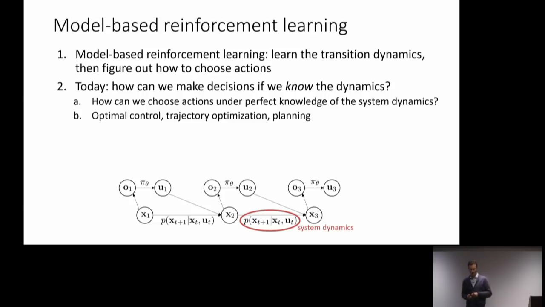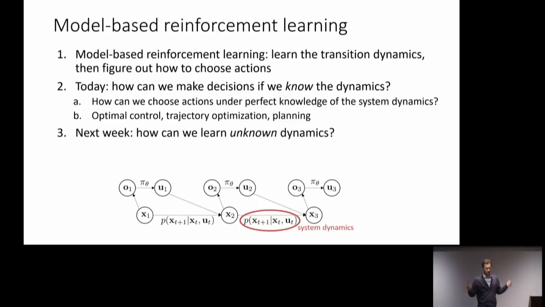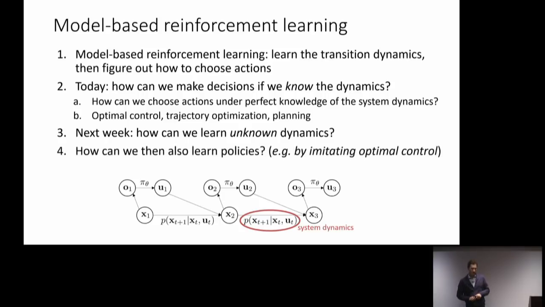If you see the terms optimal control, trajectory optimization, or planning, those are all referring to different methods for figuring out how to make decisions when you know the dynamics. And then next week we'll ask how we can learn the unknown dynamics, and plug in these methods to use them to choose actions. Afterwards, we'll also talk about how you can learn policies. For now, a lot of this discussion will not focus on policies or where they come from. It'll just focus on choosing the actions, but you can also do model-based RL to choose policies.